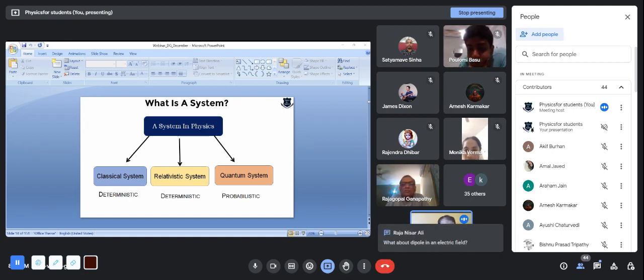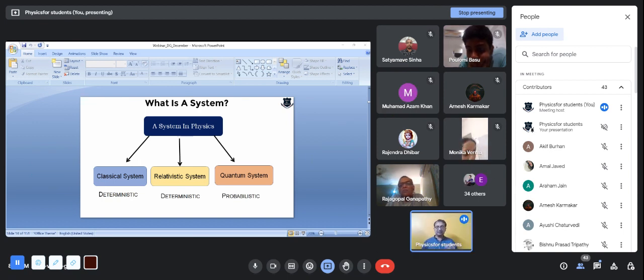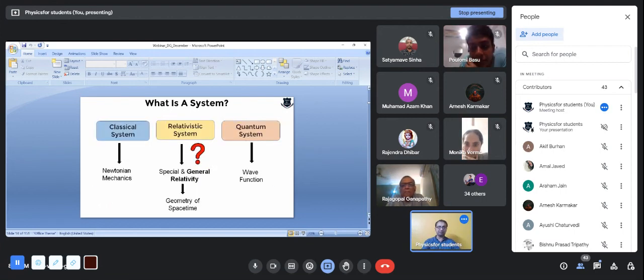What about a dipole in an electric field? Yeah, that is what I'm saying, Raja. I will come to those questions. First, let me cover what I'm trying to give. Otherwise, if I keep on answering questions, it will go up till 12 o'clock, and you won't enjoy your Happy New Year. So I have divided into three, but essentially it should be two: classical and non-classical system. Here you see, the classical system is basically the Newtonian system.